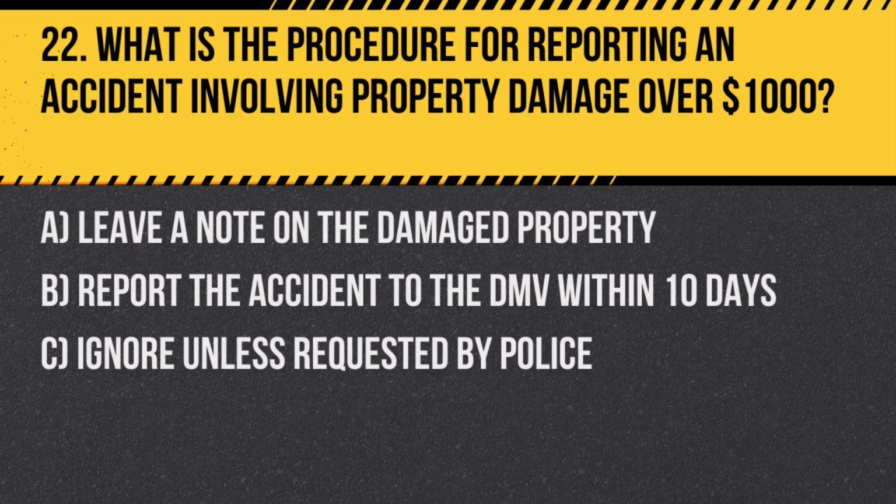Question 22. What is the procedure for reporting an accident involving property damage over $1,000? A. Leave a note on the damaged property. B. Report the accident to the DMV within 10 days. C. Ignore unless requested by police.